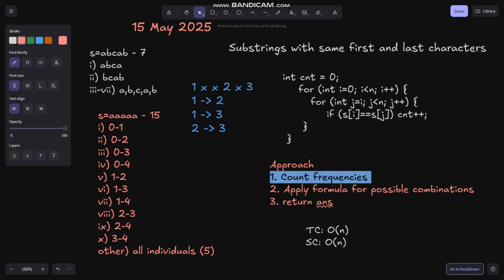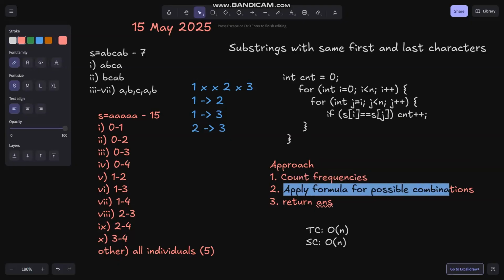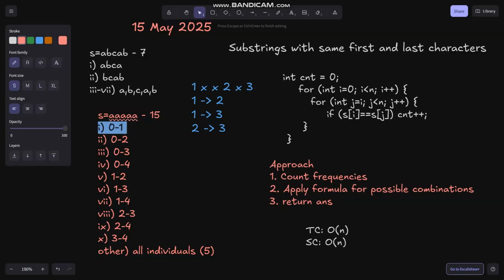So the optimal approach is here. We count the frequencies, and by observing these frequencies, we have to derive a formula to directly determine the number of possible combinations rather than generating all possible substrings, and then we return our answer. So for example, here is the case. We are given 5 A's and the answer here is 15. So suppose we have a frequency array, and the frequency of A is 5. So based on 5, how do we get the number 15 directly?